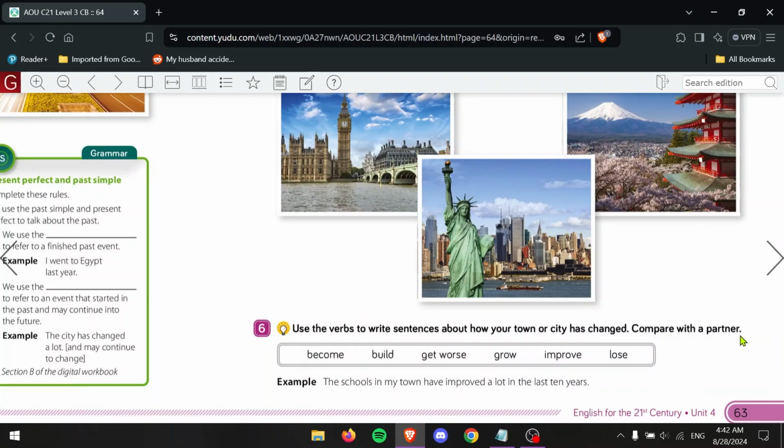If not, just write down the sentences. That way, you get the idea of how to write about your city or town using some of the verbs here. Okay? They even give you an example here. It says the schools in my town have improved a lot in the last 10 years. Okay? So pause the video for a bit, do that, and then come back and we'll move on.